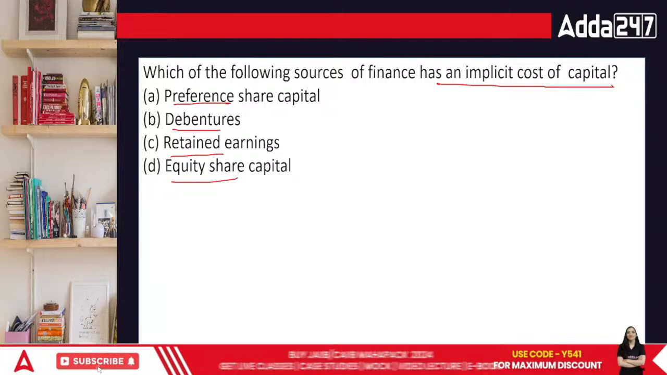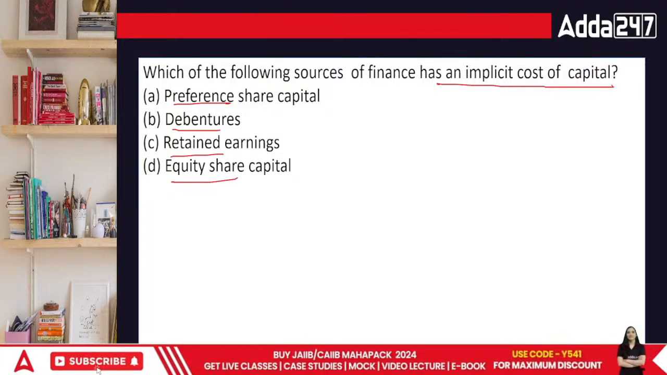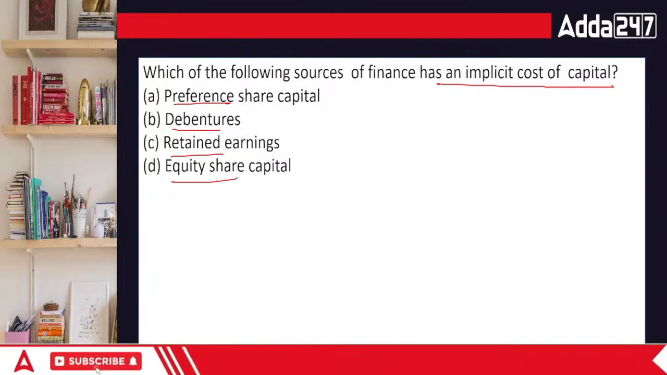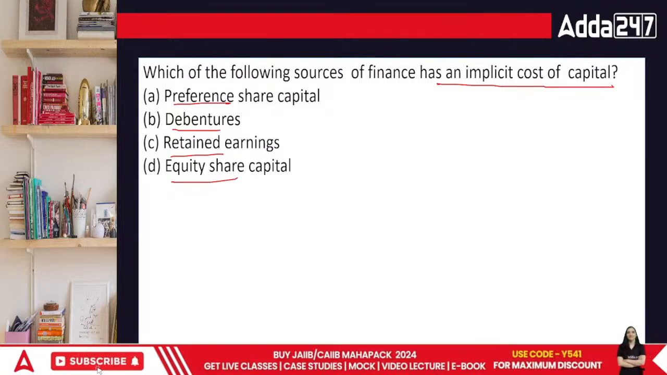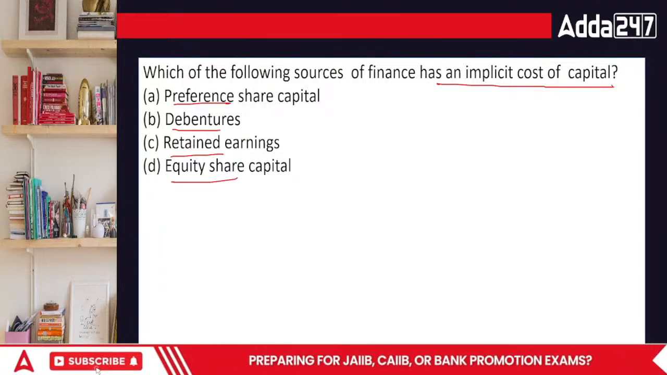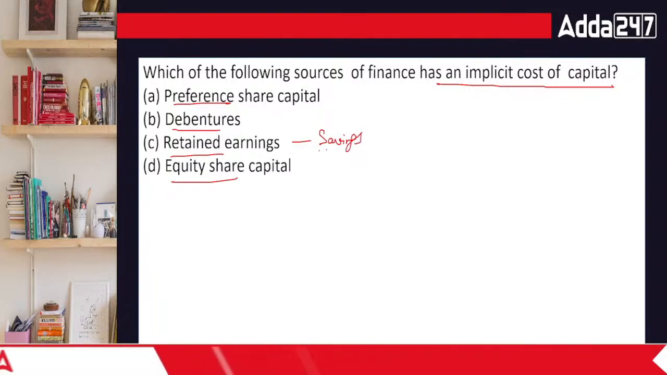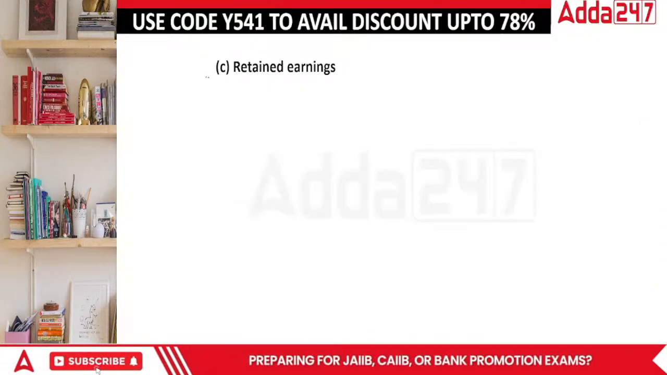And what about the equity? Equity are the owners of the organization. Debentures are outsiders, so we can say that they are to be kept aside. But the actual answer is retained earnings. This is the savings. If you take out your savings for the business, normally it should not have any cost, but it has a cost. So in this case, the answer is retained earnings.